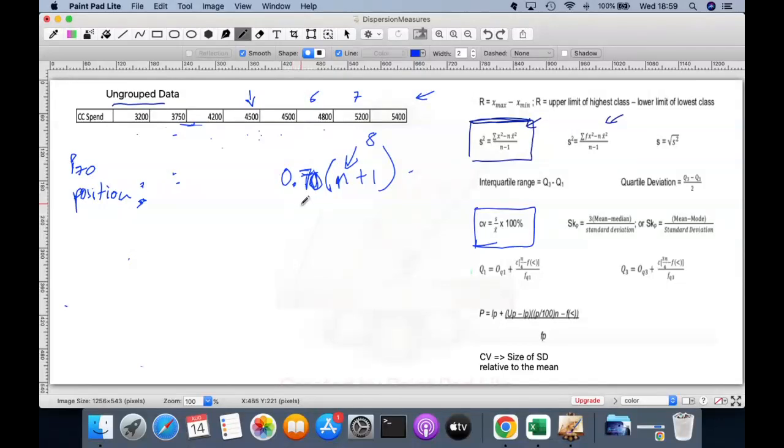70 into n plus 1. And if you work that out, here your position is 6.3. Now, this is your position. So what I want you to do is give it a shot. I want you to work out the actual value. This is the position, which I've done for you.